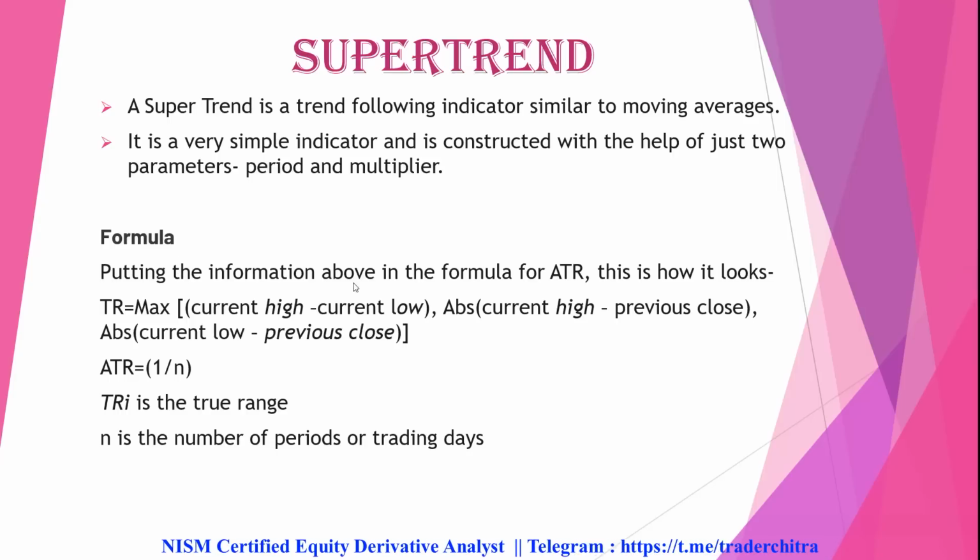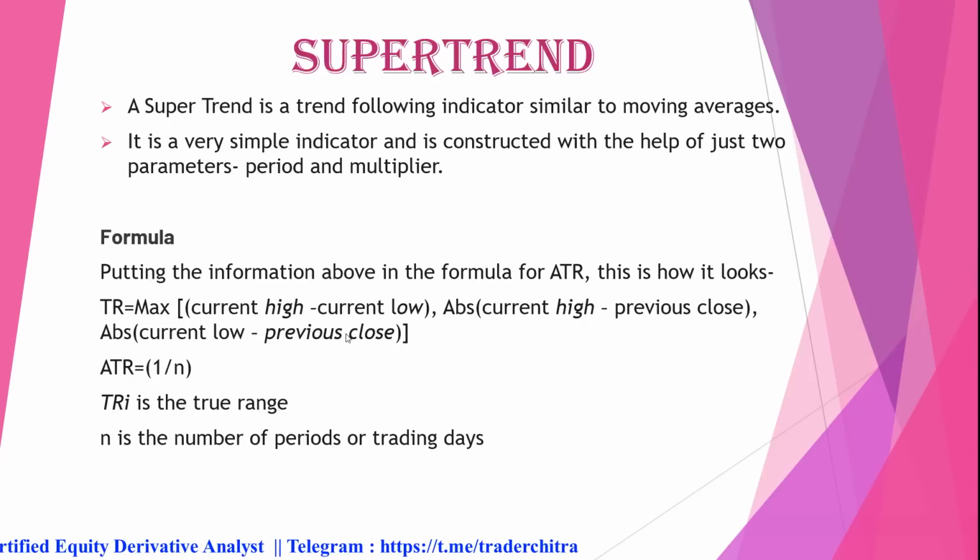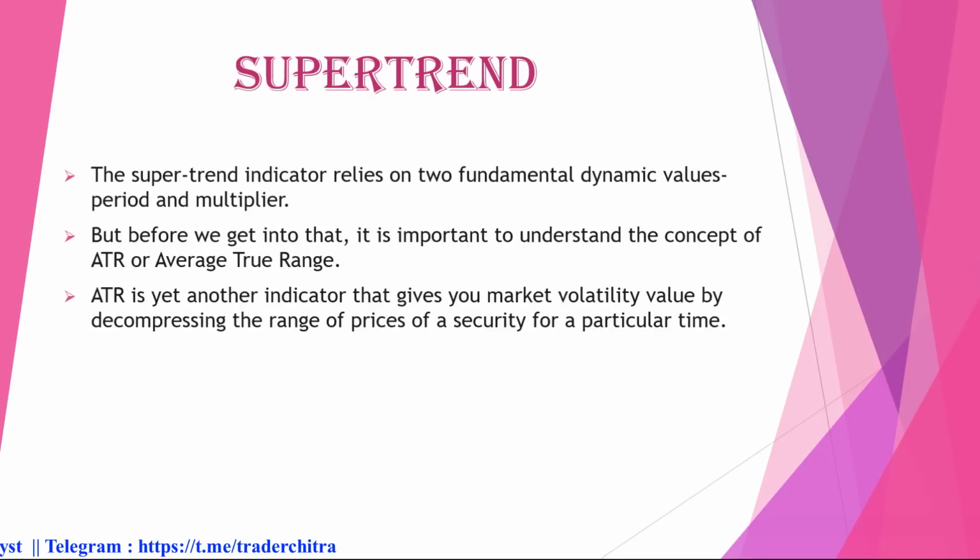Okay, so putting the information above in the formula for ATR, this is how it looks. The calculation is not important, but here I have shown how the SuperTrend is calculated. The SuperTrend indicator relies on two fundamental dynamic values, that is the period and the multiplier. But before we go into that, it is important to understand the concept of ATR.